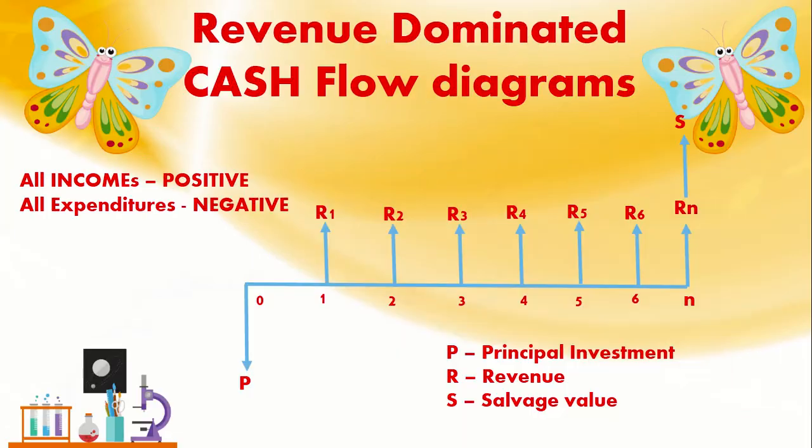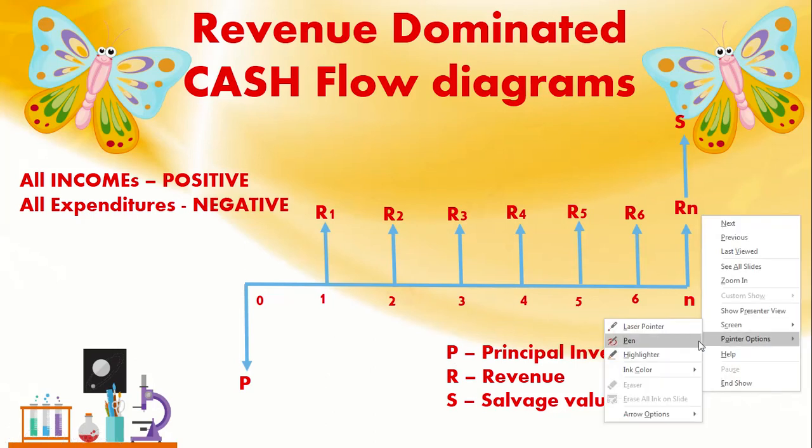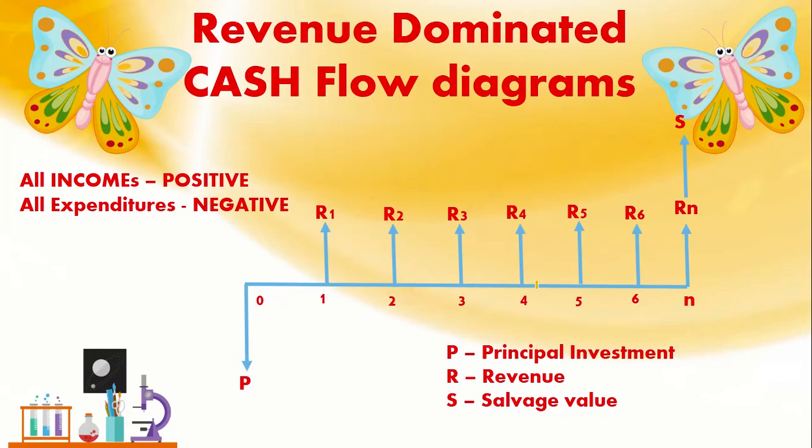Now we are going to see what is meant by cash flow diagram. From this cash flow diagram, you can see whether it is cost dominated or revenue dominated. You are seeing this cash flow diagram. We have the revenue R1, R2, R3, R4 up to Rn. You have the revenue, so this is called revenue dominated.